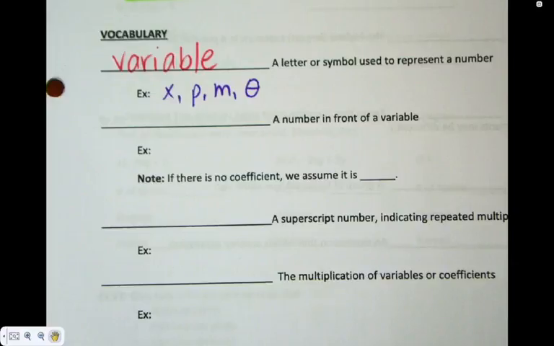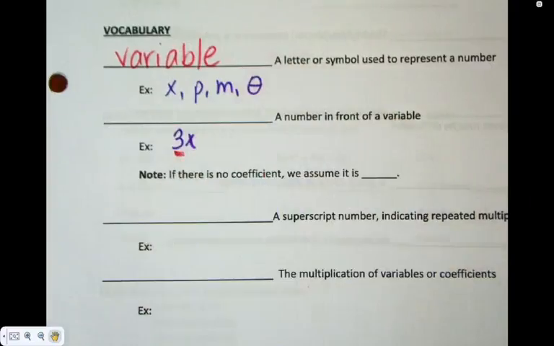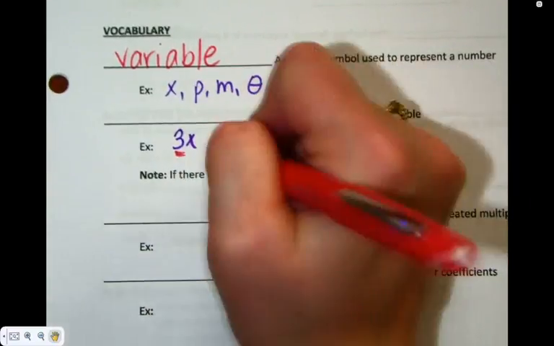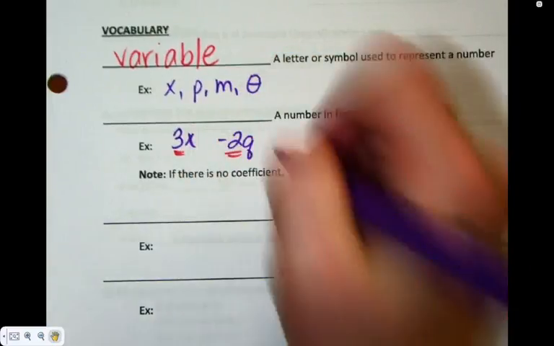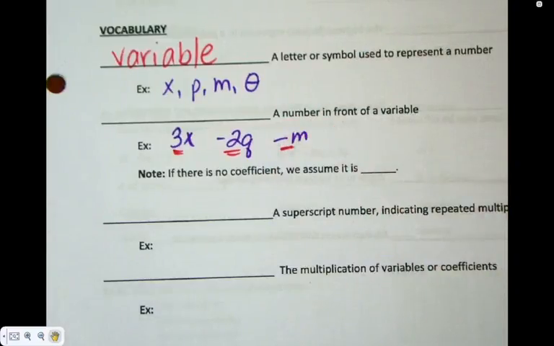The number in front of a variable. So for example, 3x. We're talking about the 3. Negative 2q. We're talking about the negative 2. Negative m. We'd be talking about the negative 1 that we don't happen to see. Anyone remember what that's called? It's a long word, lots of letters. I heard somebody mumble it. Polynomial. Good guess, but let's hold that for about 6 examples. You remember what a number in front of a variable is called?